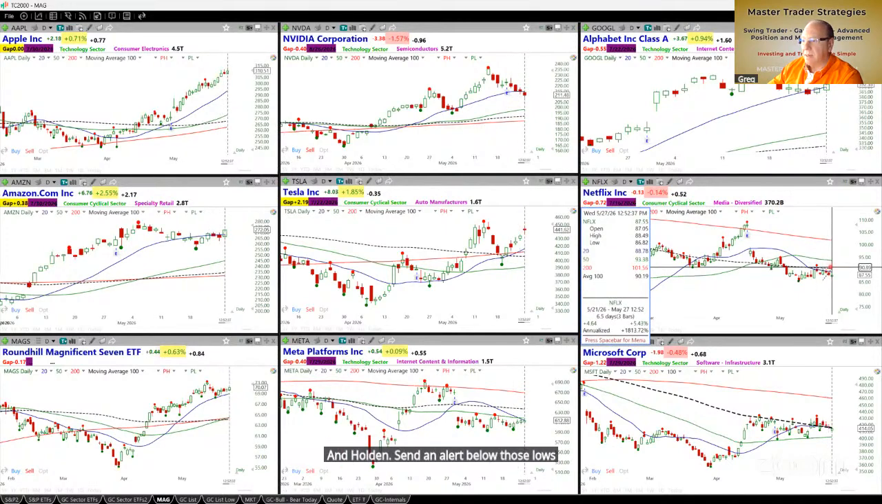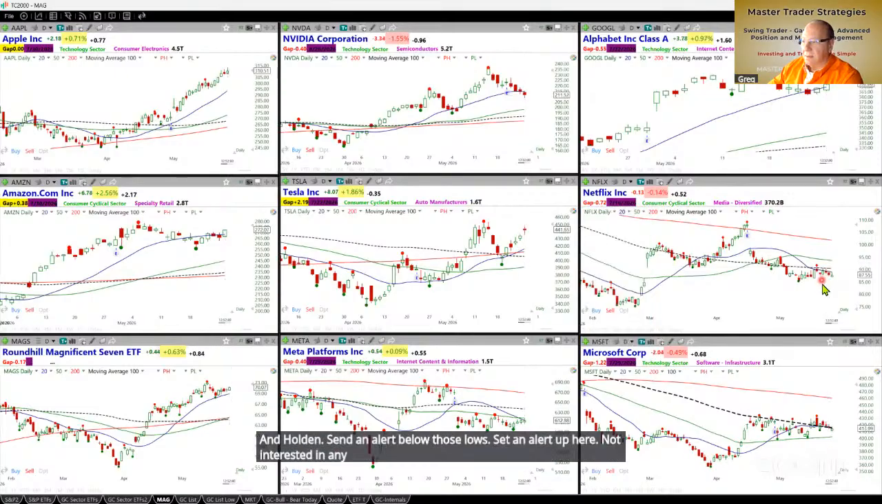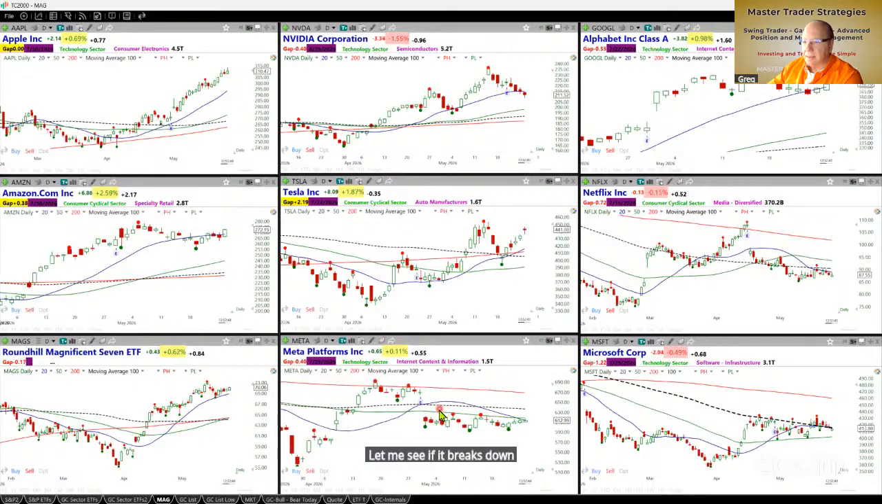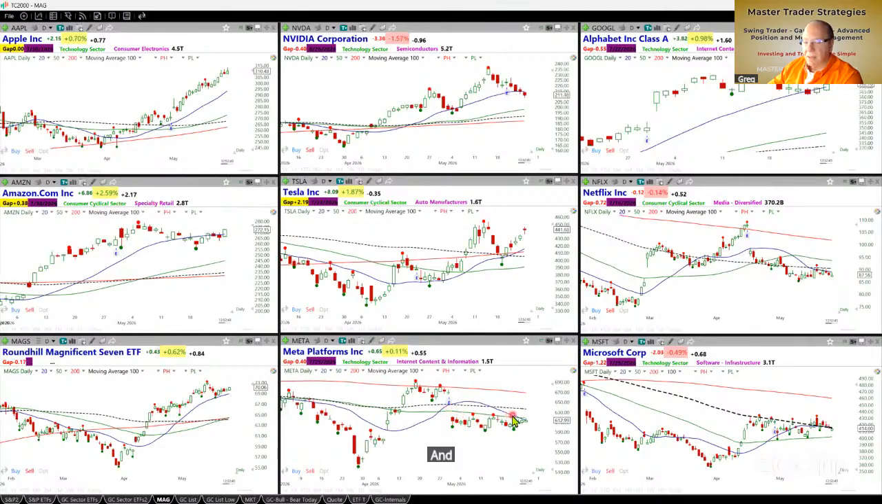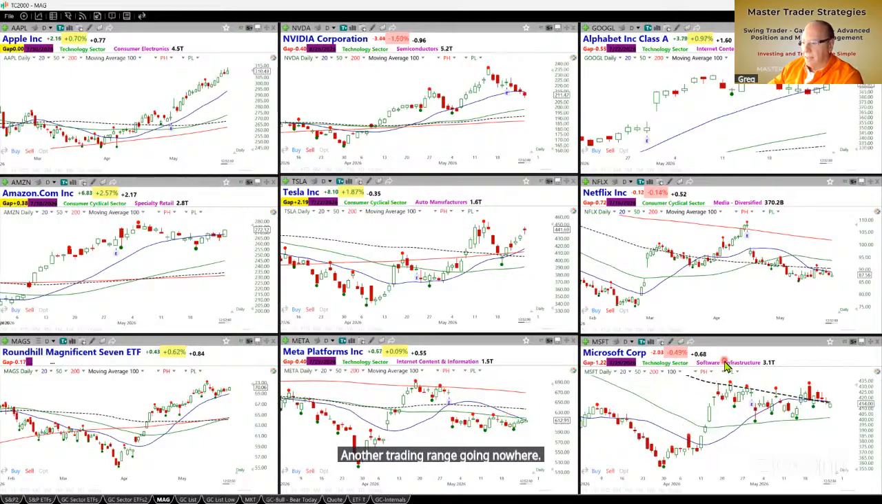Set an alert below those lows. Set an alert up here. Not interested in any longs. Right? But we'll see if it breaks down. And Meta, another trading range, going nowhere. And this software sector, chopping sideways. This hasn't been able to participate at all.